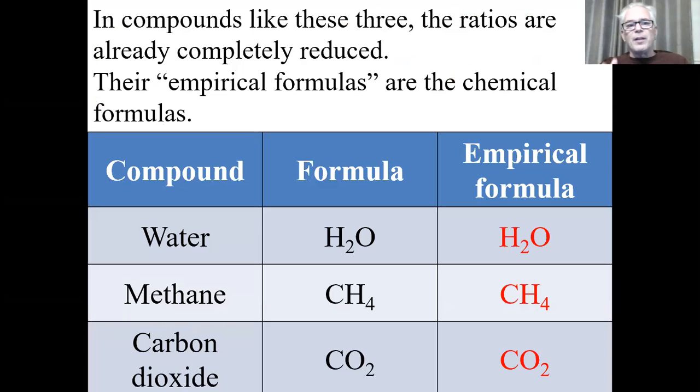Let's look at these formulas. You know what water is? H2O. H2O is in a 2 to 1 ratio and cannot be reduced. So the formula for water is H2O, and it also has an empirical formula, which is H2O. What are you going to do with that information? Methane is CH4. That's the molecular formula. You need 1 carbon and 4 hydrogens, and that bonds together. That's a molecule. But 1 to 4 can't be reduced, so the empirical formula for methane is CH4 also.